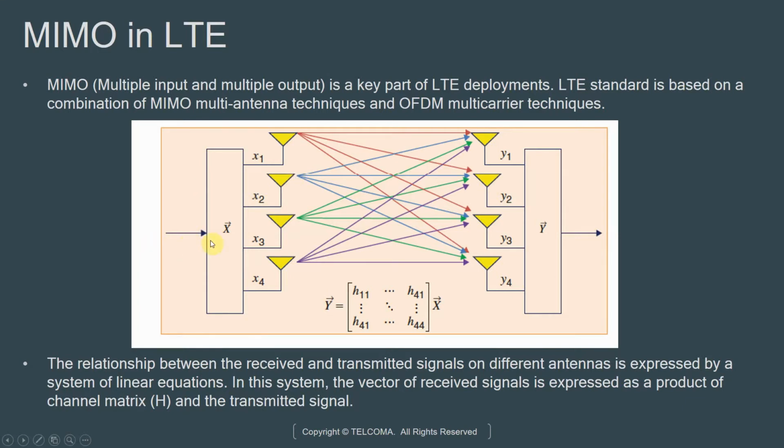We have signals coming into the transmitter. We have, in this case, four antennas at the transmitter and four antennas at the receiver. Now, at every receiver, due to the multipath, we will receive signals from each of the four transmitting elements. So the relationship between the received and transmitted signals on different antenna paths is expressed as a system of linear equations. In this system, the vector of received signals is expressed as a product of the channel matrix and the transmitted signal.